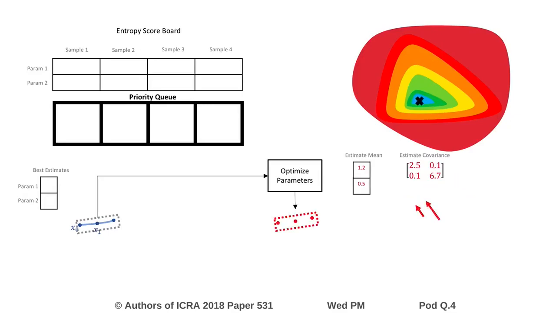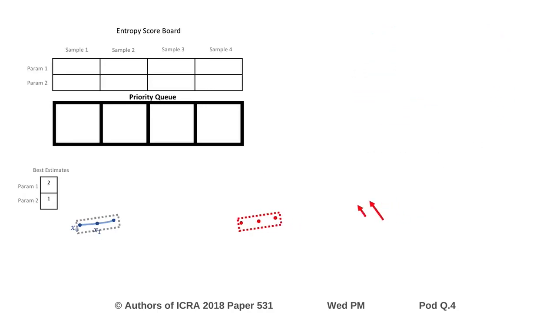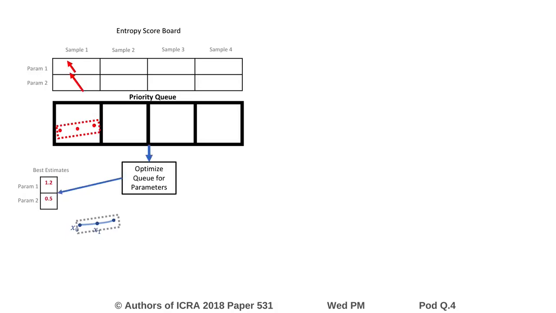Then an entropy measure is calculated for each parameter from the diagonal of the covariance. Here we show these entropy measures by arrows, where red color means high entropy. Later we use green to show lower entropy. Then the motion samples and corresponding entropy measures are pushed in the table. Once an update to the priority queue happens, we construct a new optimization problem to estimate the parameters based on all samples in the queue.